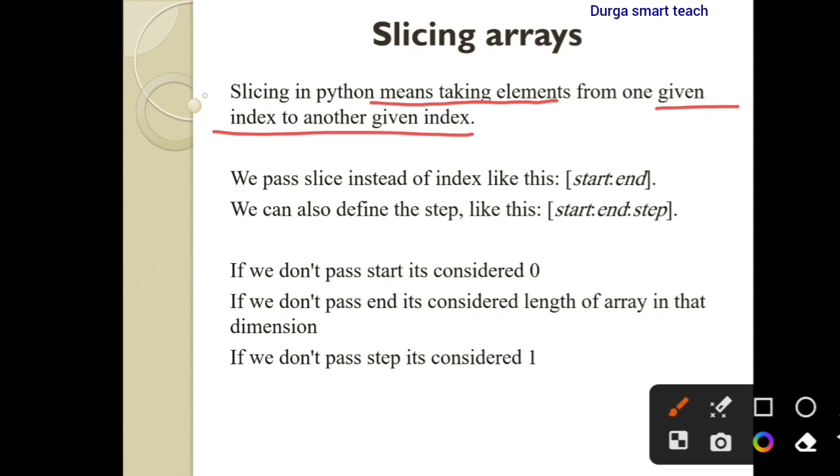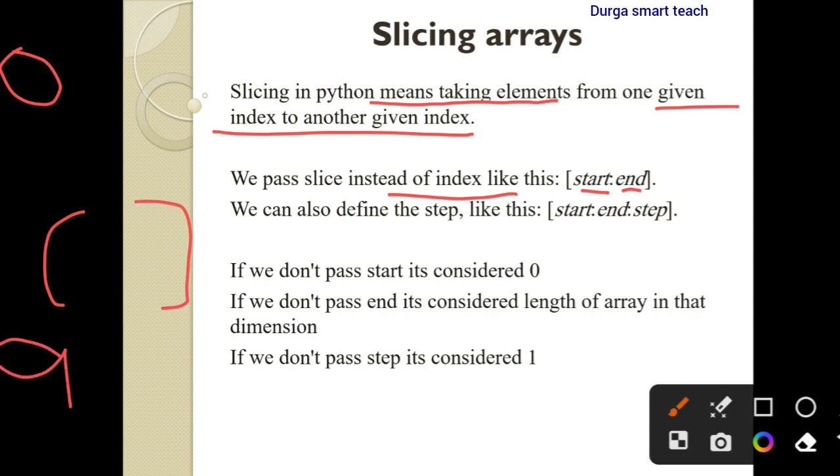So we pass a slice instead of an index, like this. Here the subscript contains start and end. So I want to access from first to ninth, from 1 to 9 elements, you can do it by using the slice operator. Here start and end are separated by using a colon. We can also define a step: start, end and step.